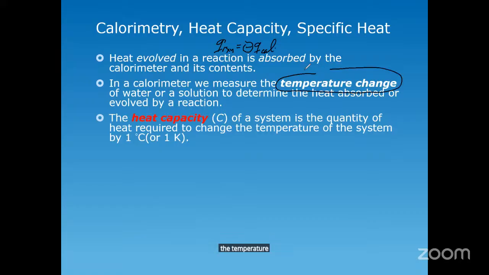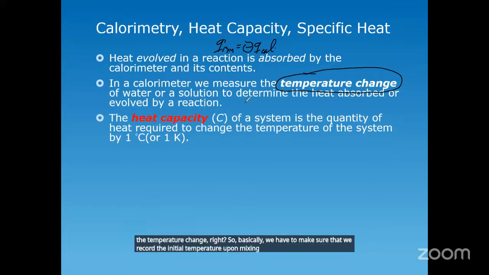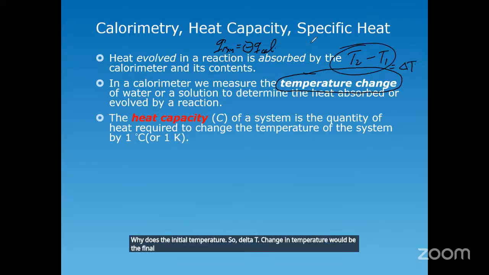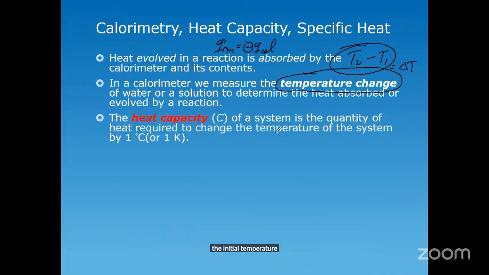All right. Now, one important aspect of the measurement of the heat flow is to record the temperature change, right? So we have to make sure that we record the initial temperature upon mixing of the different substances and the temperature at the end of the reaction. So that's very important. And the temperature change, of course, will be the final temperature minus the initial temperature. So delta T, change in temperature, would be the final temperature minus the initial temperature. If you recall, I think I said this the last time, especially when it comes to this particular chapter, whenever you hear change of any value, it's always the final minus the initial.